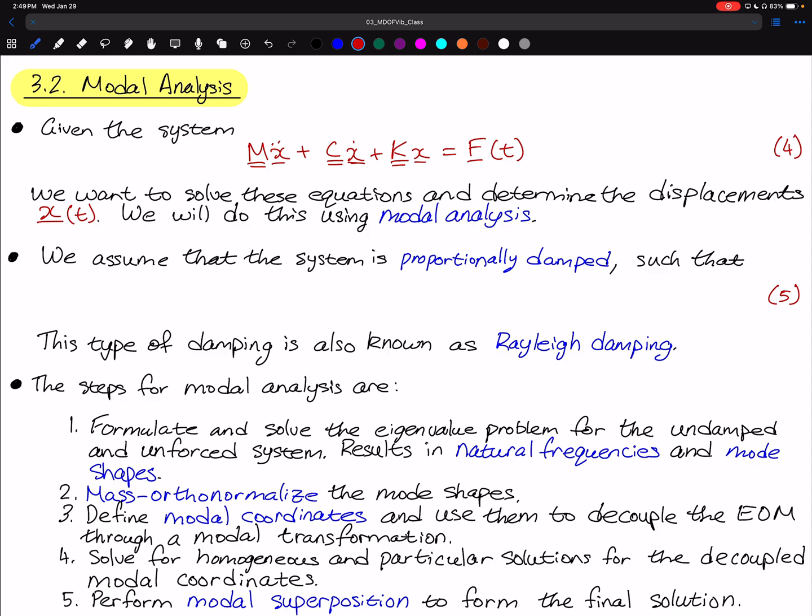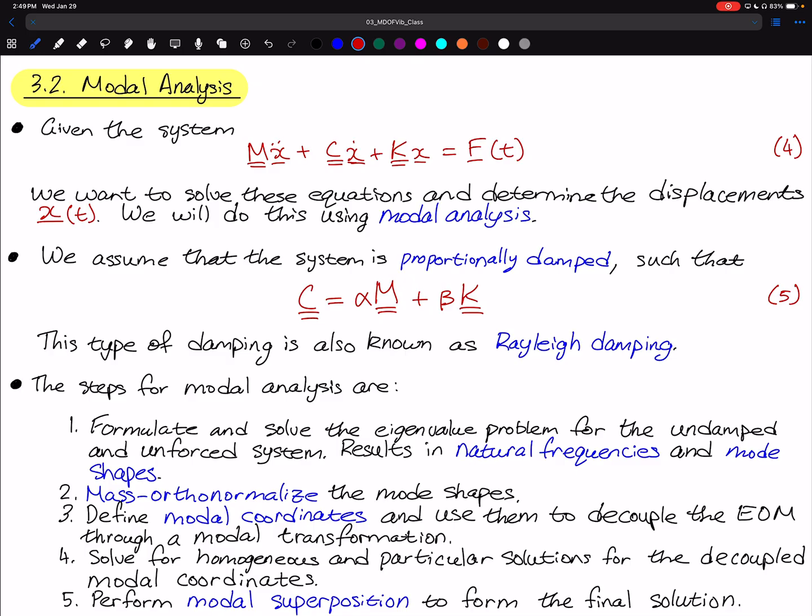All right, so we're going to assume the system is what's known as proportionally damped, and we're going to come back to what that actually means later on when we talk about what classical damping is, or what damping is in general. For right now, we're going to say the C matrix is equal to some constant alpha times the mass matrix plus some constant beta times the stiffness matrix. Hence, the damping matrix is proportional to the mass and stiffness matrix.